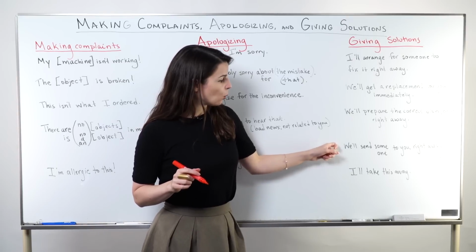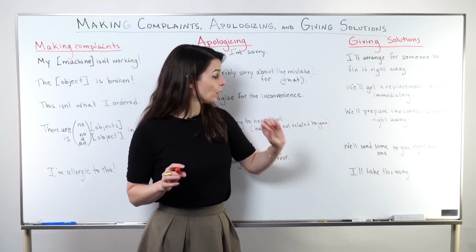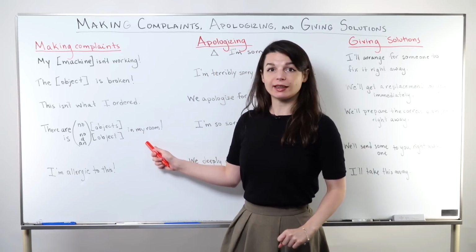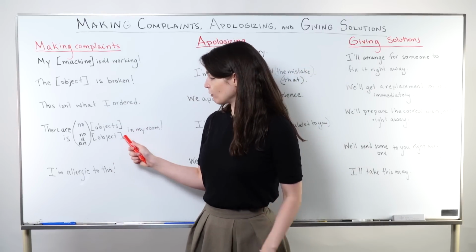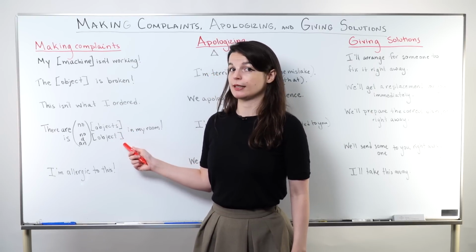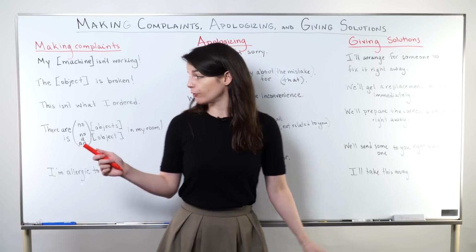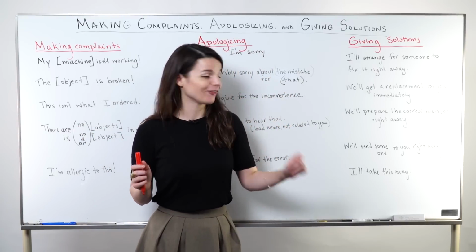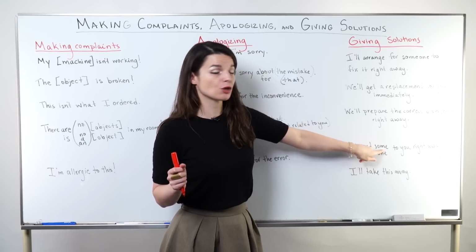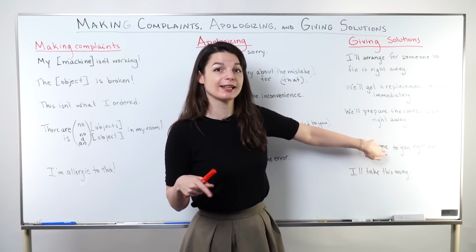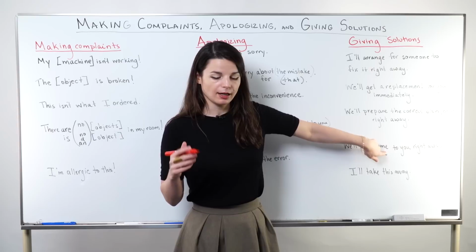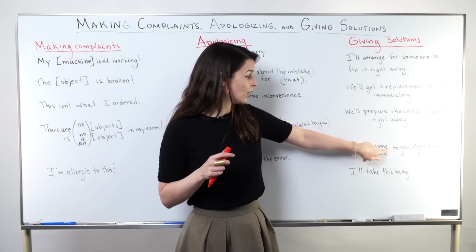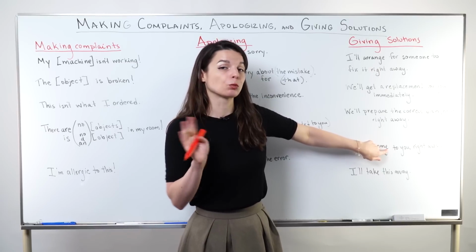Okay, next one. We'll send some to you right away, or we'll send one to you right away. This is in response to a complaint like this. As we talked about before, singular and plural are important to consider here. Same thing with the answer. For example, there are no towels in my room. Oh, we're very sorry to hear that. We're very sorry for the inconvenience. We'll send some to you right away. We'll send some towels, or we'll send a few towels. So you need to consider, is this a singular thing or a plural thing? Towels is plural, so some is a nice choice. Or we'll send a few, so not just one.